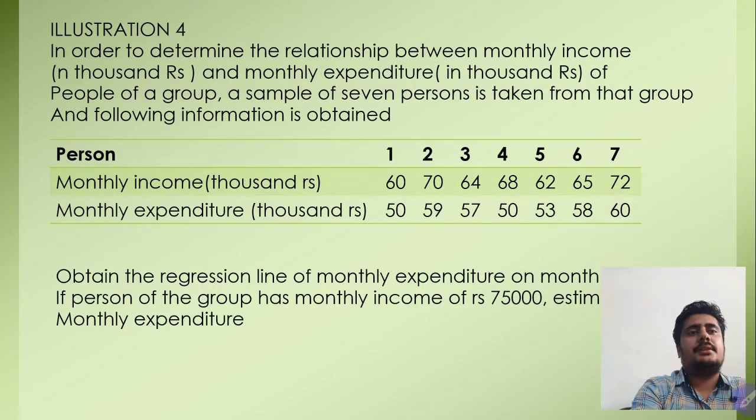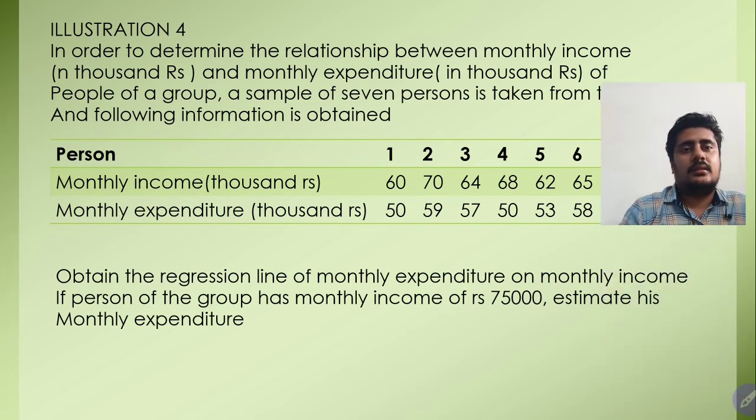In illustration number 4, in order to determine the relationship between the monthly income and monthly expenditure of people of a group, a sample of 7 persons is taken. The monthly income and monthly expenditure are given. Obtain the regression line of the monthly expenditure on monthly income. If a person has a monthly income of rupees 75,000, estimate his monthly expenditure. So how do you have to find this?